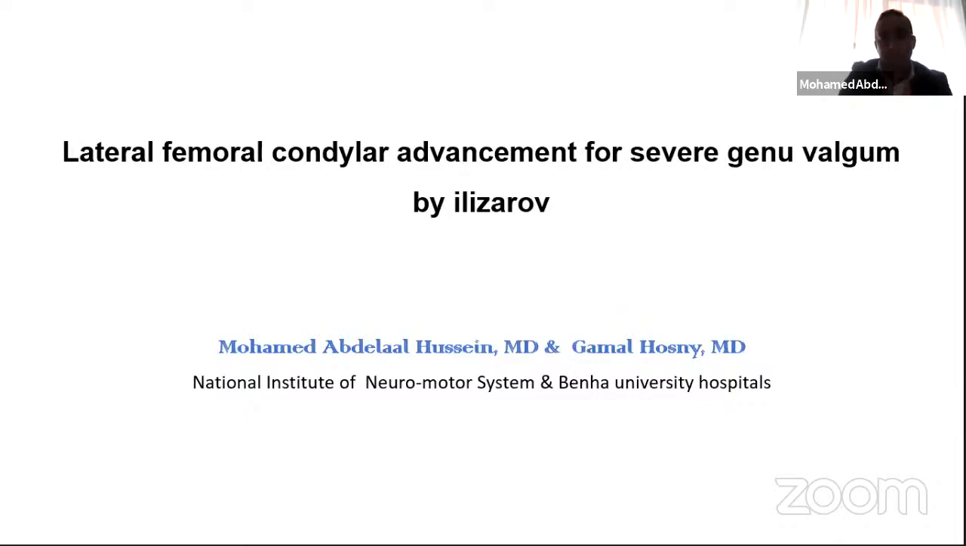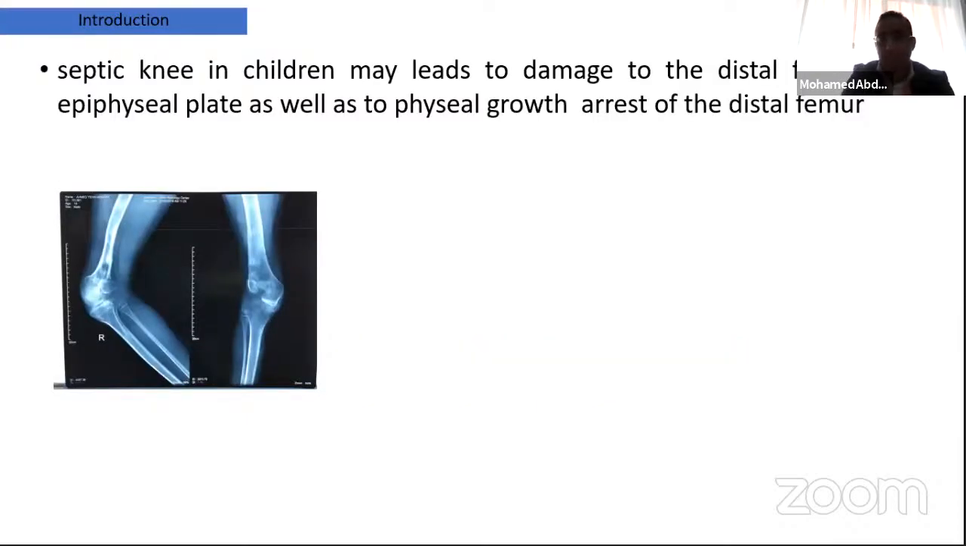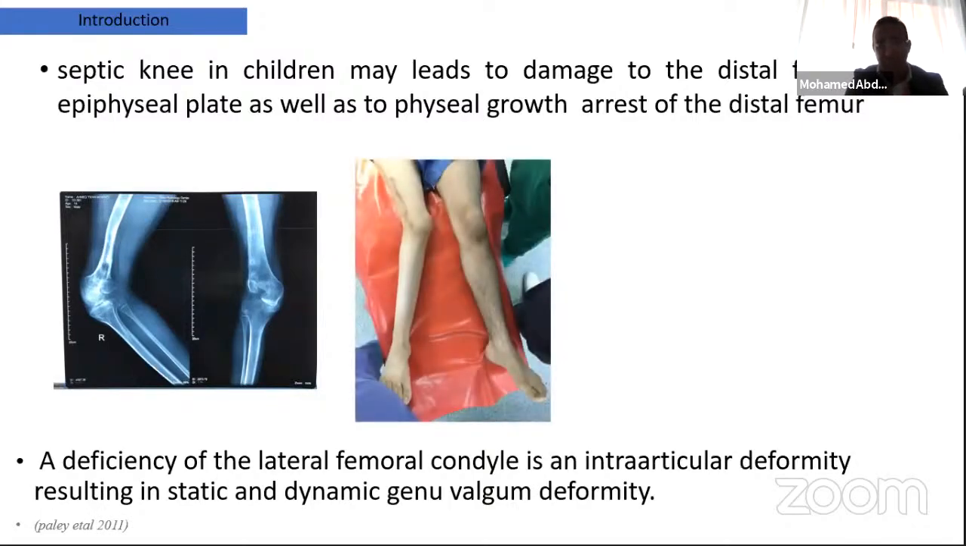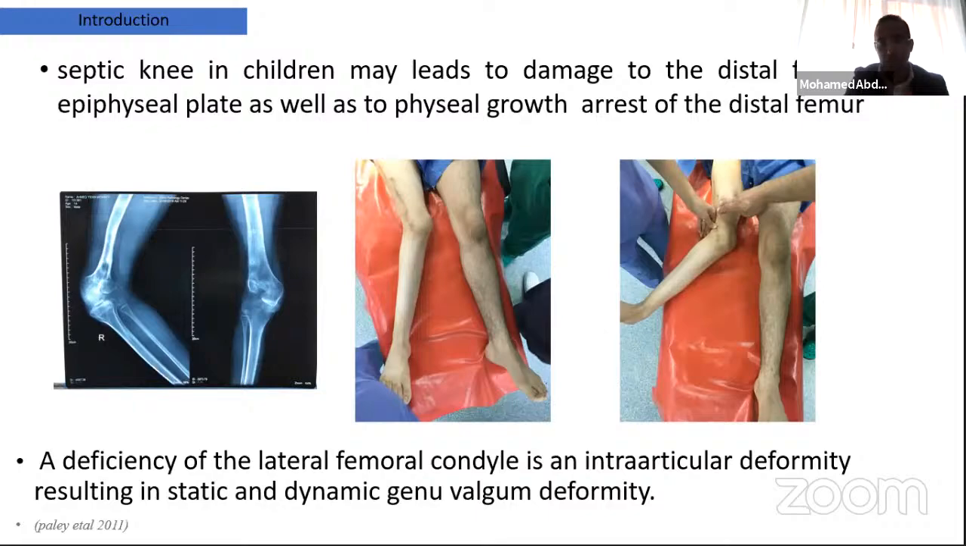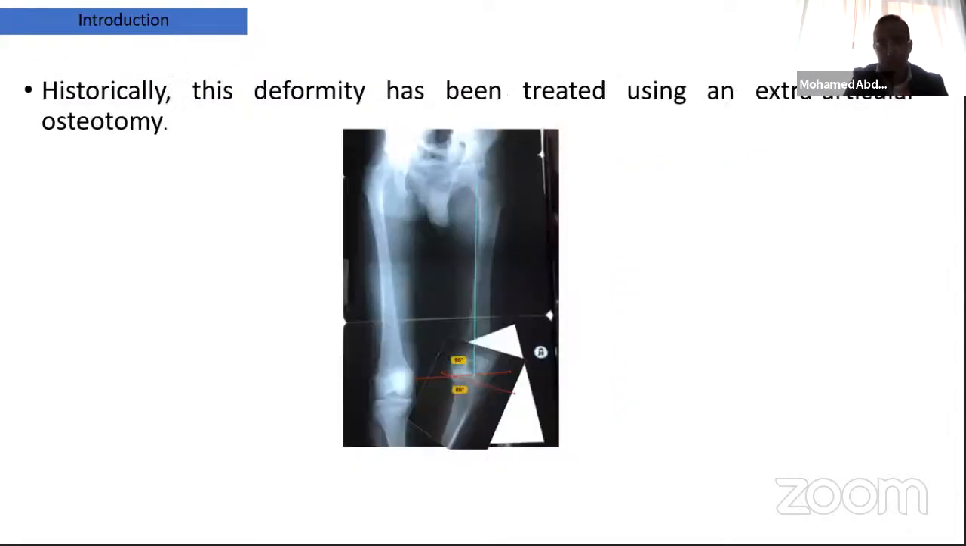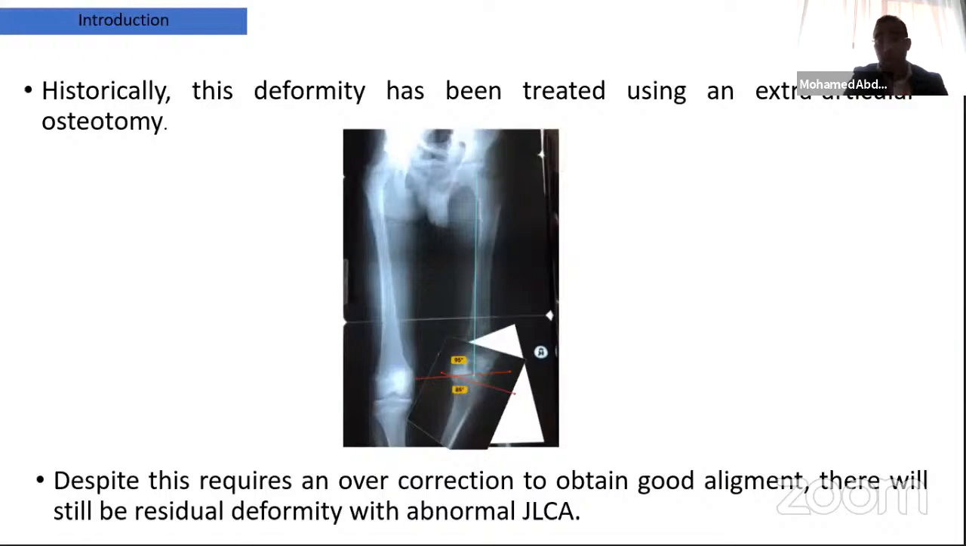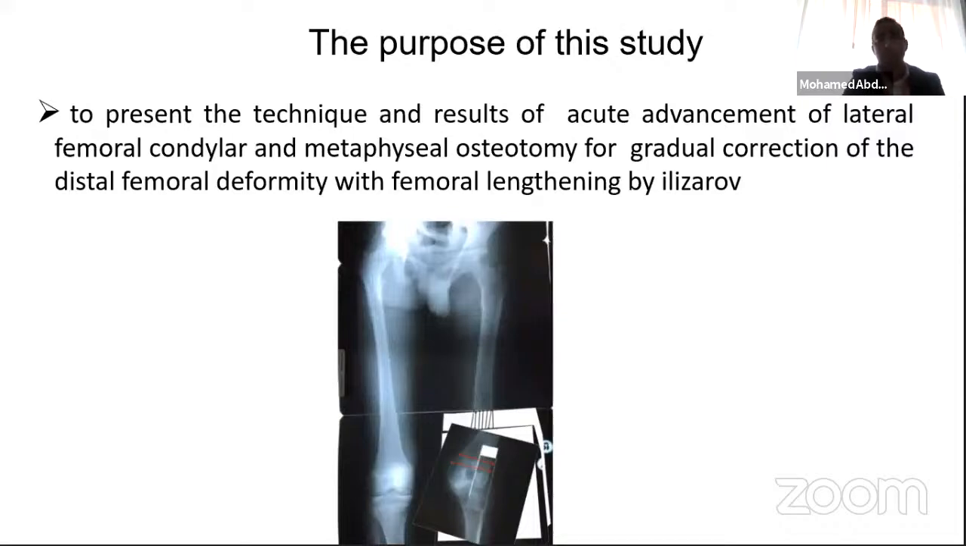Today I will talk about lateral femoral condyle advancement for severe genu valgum by Ilizarov. Septic knee in children may lead to damage to the distal femoral epiphyseal plate as well as physeal growth arrest of the distal femur. A deficiency of the lateral femoral condyle is an intra-articular deformity resulting in static and dynamic genu valgum deformity. Historically, this deformity has been treated using extra-articular osteotomy. Despite requiring an overcorrection to obtain good alignment, there will still be residual deformity with abnormal joint line convergence angle. So the purpose of this study is to present the technique and the results of acute advancement of the lateral femoral condyle and metaphyseal osteotomy for gradual correction of the distal femoral deformity with femoral lengthening by Ilizarov.